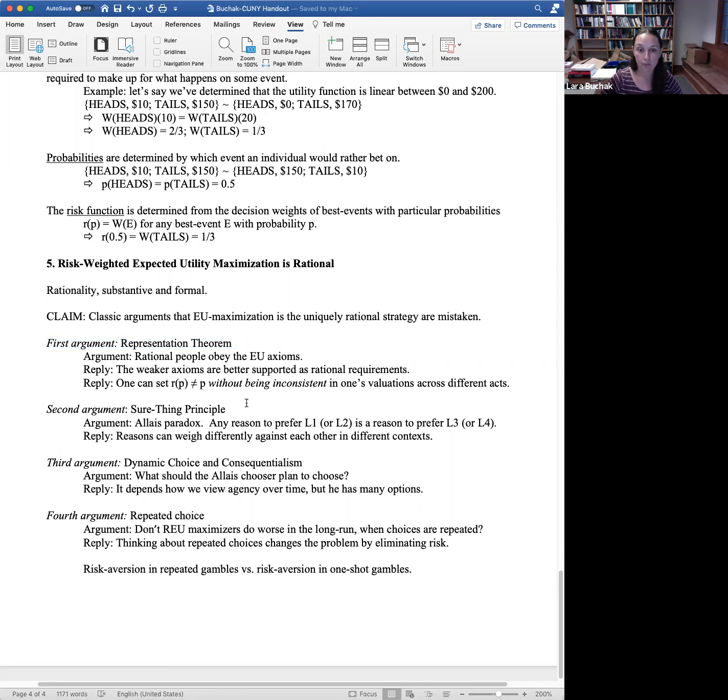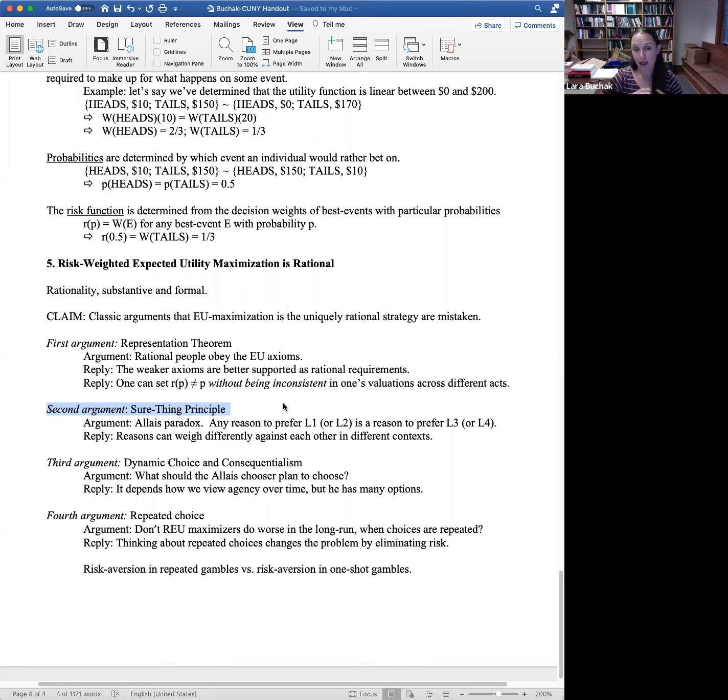Okay, maybe I'll just mention these other arguments since I know we're nearly out of time. So there's a very popular argument for expected utility theory that comes from the sure thing principle. And this is a principle that basically says if two acts are going to give you the same result on some states, no matter what, just ignore those states in your decision making. In fact, this forms an argument that having the Allais preferences is irrational.